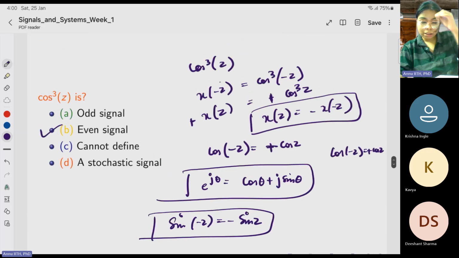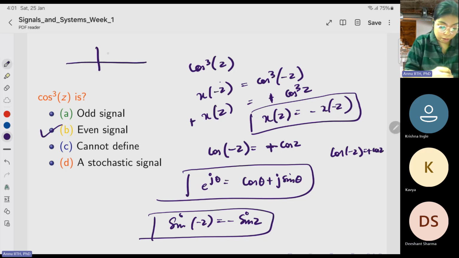And now you may wonder, which quadrant is it lying in? Sine lies in the first quadrant, cosine lies in the second quadrant, tan lies in the third quadrant. So this is basic math you need to see. Sine of minus z is equal to minus sine z, whereas cos is actually an even signal.